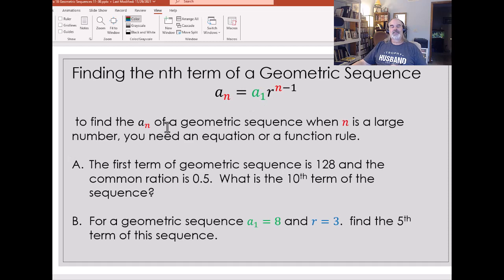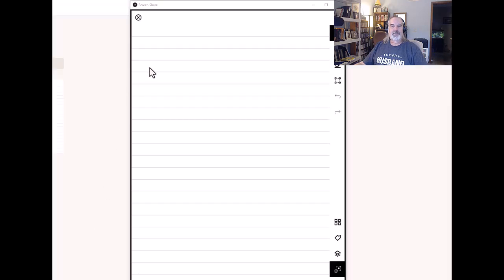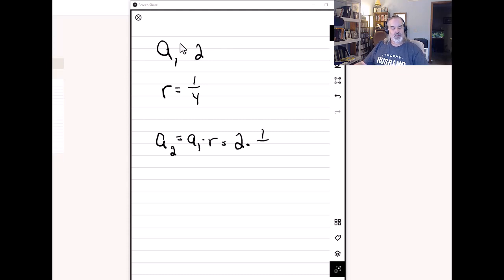Recognize what's happening with this process. I'm going to switch pages on my notes here and then show you. This isn't really taking notes for you. This is just me doing a quick demonstration. But let's say the first number in my list is 2 and the ratio is 1/4. Okay, then A2 is going to be A1 times R, which is 2 times 1/4. I'm not going to simplify this. A3 then becomes A2 times R. Now, A2 was that number. So this is 2 times 1/4 times 1/4.